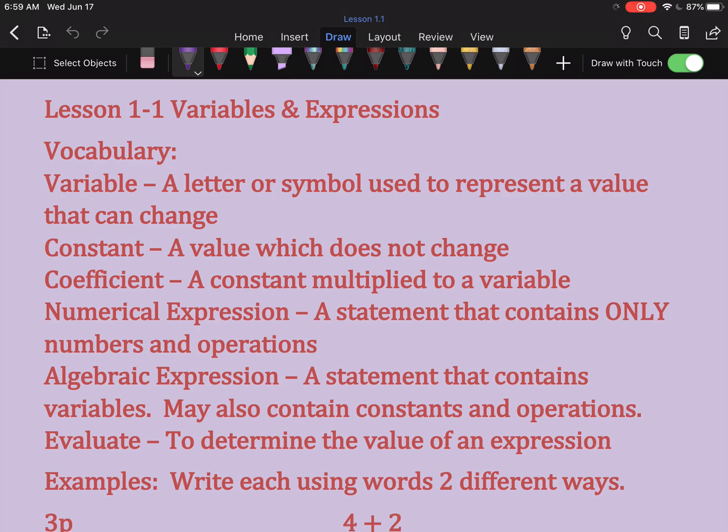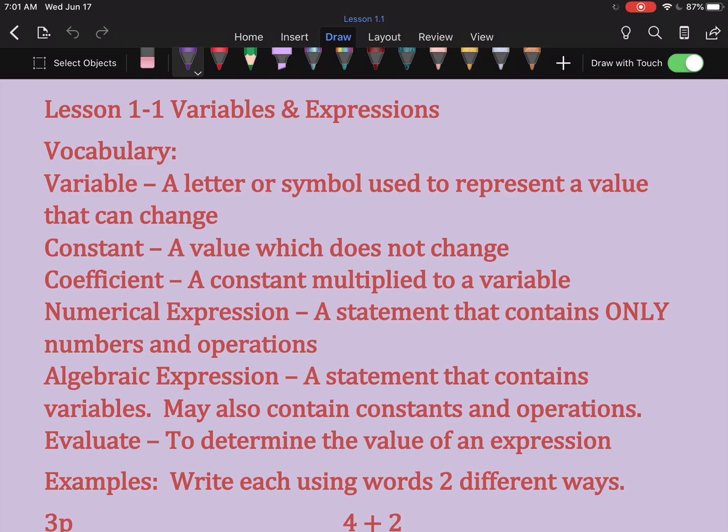So a variable is a letter or a symbol used to represent a value that can change. In Algebra 1, we will stick with the variables. A constant is a value that doesn't change. That's a number by itself. A coefficient is a constant multiplied to a variable. Something like 3x, 4v. The 3 and 4, respectively, are coefficients.